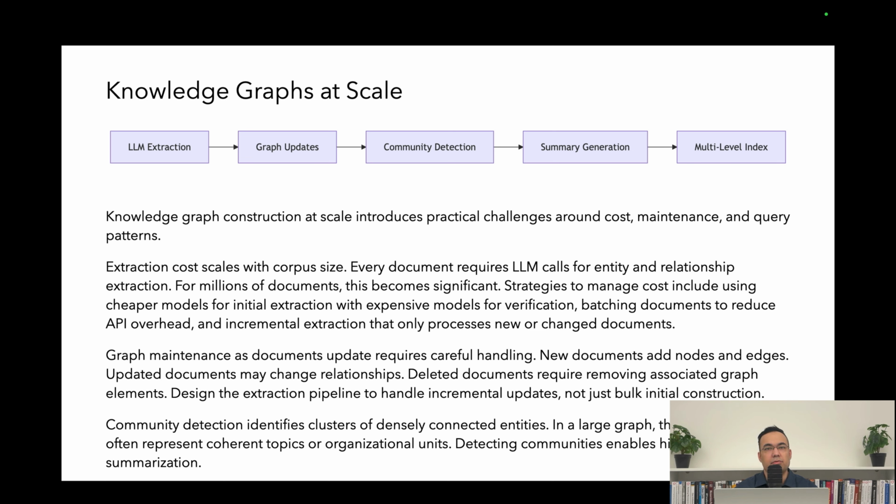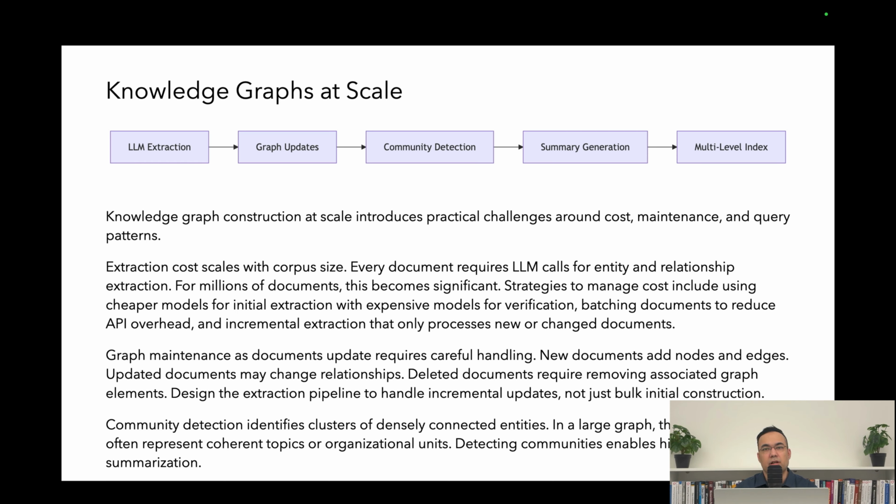Community detection identifies clusters of densely connected entities. The communities often represent coherent topics or organizational units. Detecting communities enables hierarchical summarization. Summary generation creates text summaries for each community. These summaries describe what the community represents. This enables global queries, where questions about corpus-wide topics can retrieve community summaries rather than individual chunks.